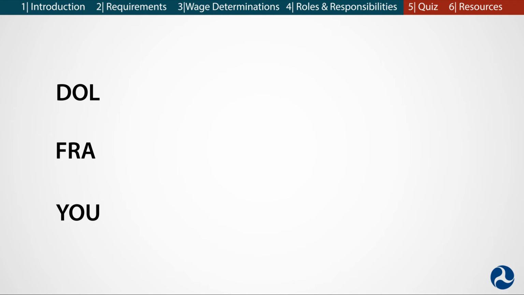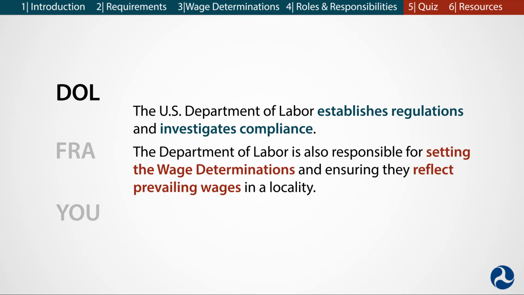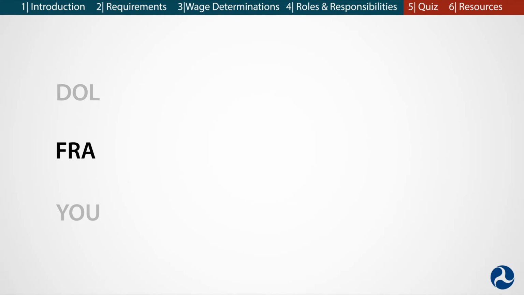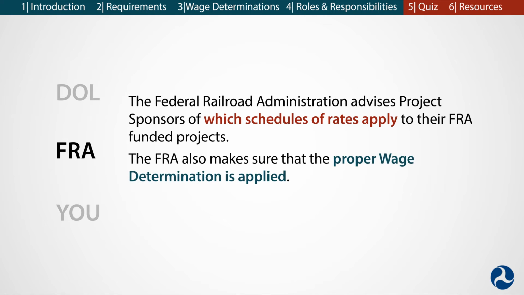There is a large federal role in ensuring that the Davis-Bacon Act is followed. The U.S. Department of Labor is responsible for the DBA regulations and investigates DBA compliance issues. As we mentioned earlier, the Department of Labor is also responsible for setting the wage determinations and ensuring that they reflect the prevailing wages in a locality. As the grant or loan-making agency, FRA advises project sponsors of which schedules of rates apply to their FRA-funded projects. FRA also performs oversight to make sure the proper wage determination is applied.